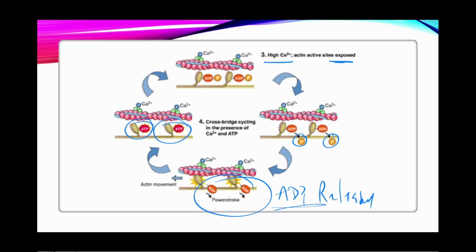Where is the cross bridge? Between the actin and the myosin. That's the actual cross bridge. And then it dissociates with ATP coming back in. Okay. So the cross bridge is right here. See how they're attached?